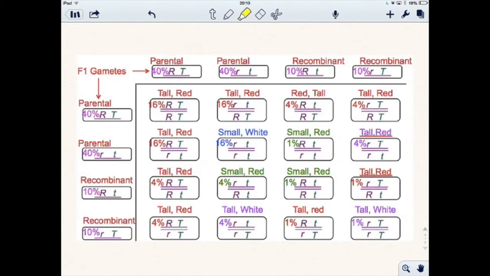The word parental is over each of these gametes because these are the gametes in which recombination has not occurred, and hence the gamete chromosomes are similar to those of the parents. We see that they each have a likelihood of 40%.